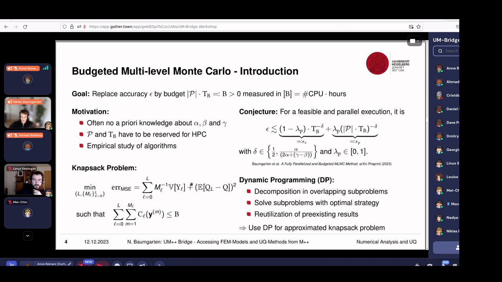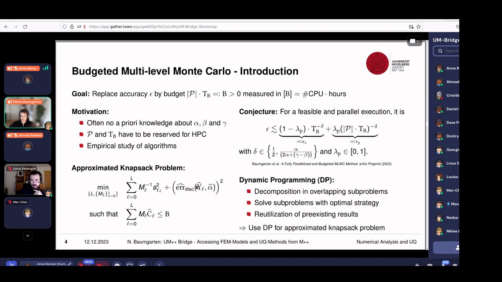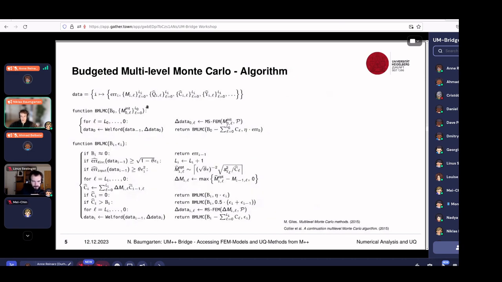So because we don't have this variance and this expectation here, we also use approximations for this. Okay, so this is the algorithm. Don't worry about it too much. I'm going to talk about this algorithm a little bit in more detail later when I go to the Umbrage interface.